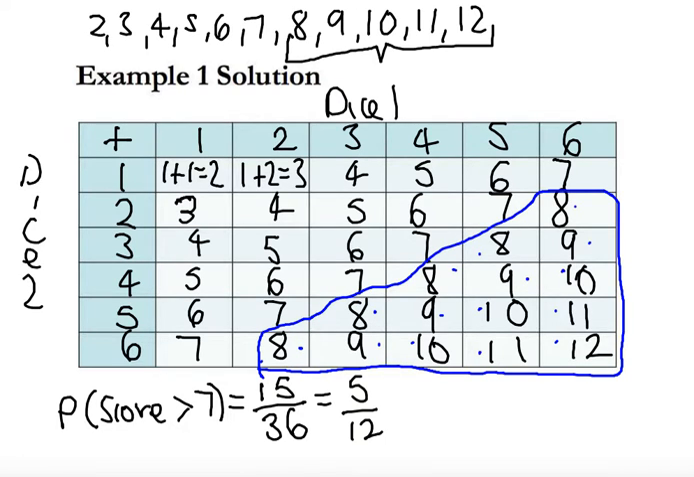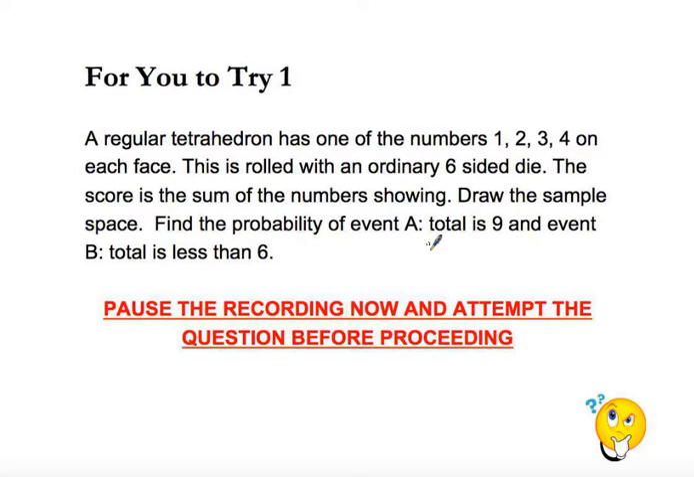Okay then. So this is an example for you to try. So at this point, what I want you to do is read the question carefully. So let's go through the question. A regular tetrahedron has one of the numbers 1, 2, 3, 4 on each face. This is rolled with an ordinary 6-sided dice. The score is the sum of the numbers showing. Draw the sample space diagram and find the probability of event A, which is a total of 9, and event B, which is a total less than 6.